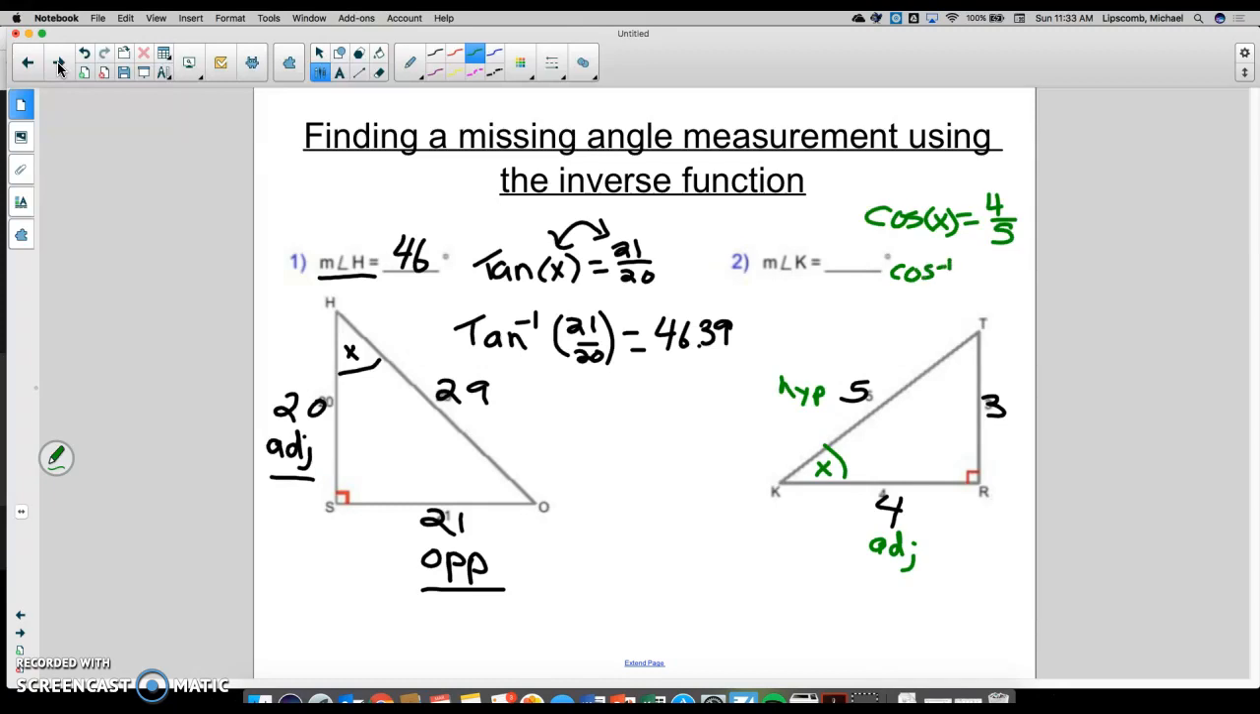So the inverse of cosine of 4/5 is going to equal, and once we plug that into our calculator, you'll get roughly 36.89. Once again, I'm rounding to the nearest whole degree. So for this one, I'd say the measurement of angle K is simply 37 degrees.